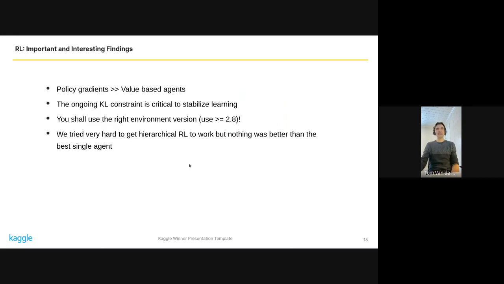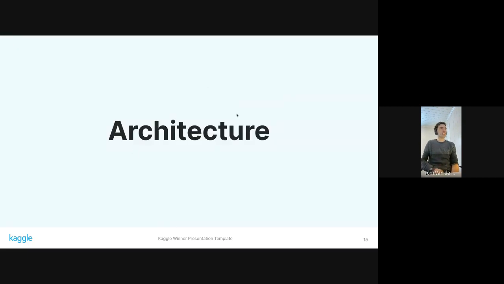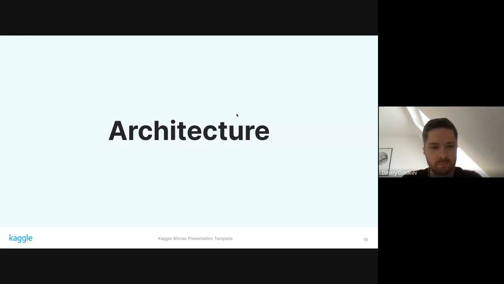Now Dmitry is going to enlighten you about the network architecture. You can probably continue showing slides if you don't mind.